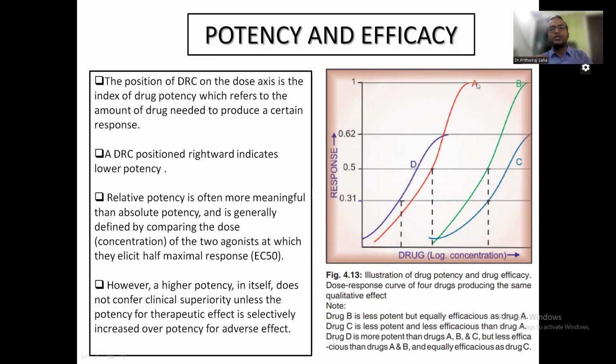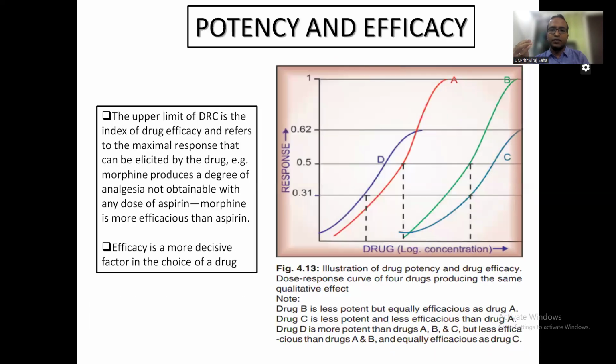A is more potent, so it reaches the equal response to B, but with a low dose or a low concentration of the drug. So A is more potent, B is less potent, but both are equally efficacious. But C and D are less efficacious than A and B. While considering C and D, D is more potent and C is less potent, right? So these are the things we have read in pharmacology, just a recapitulation of those concepts.